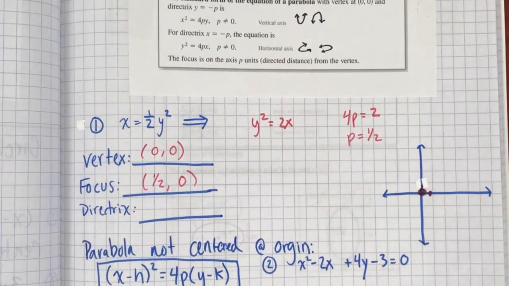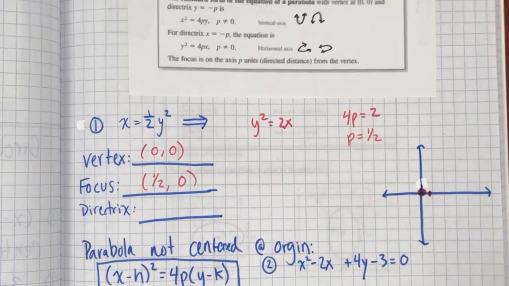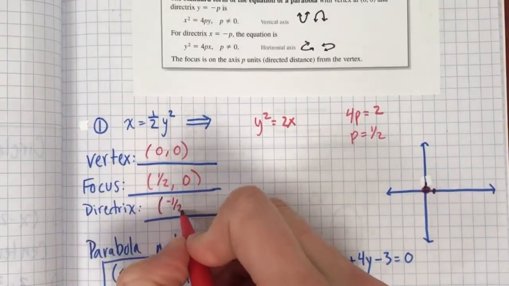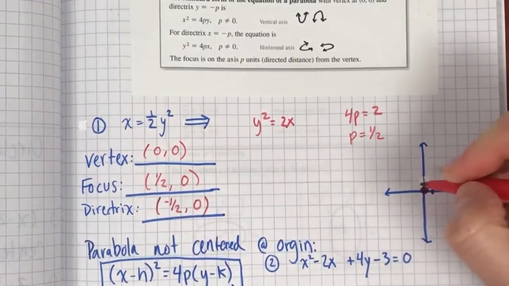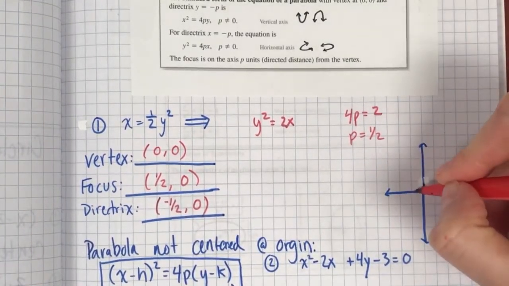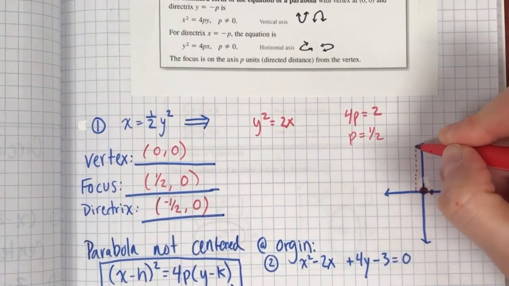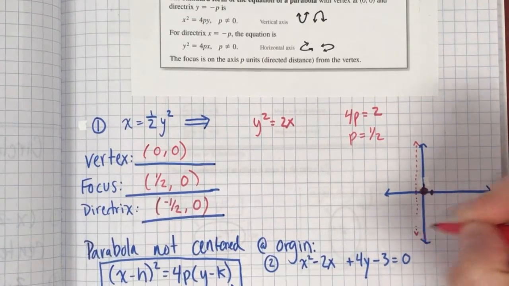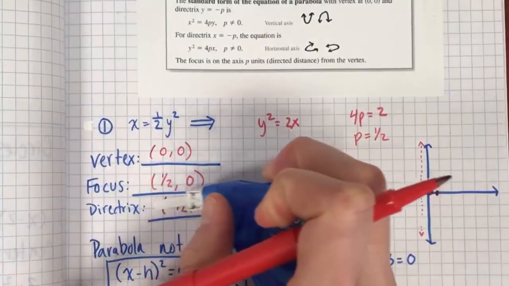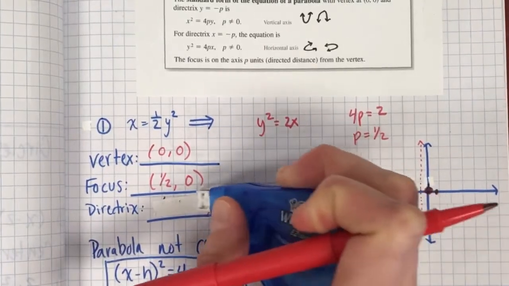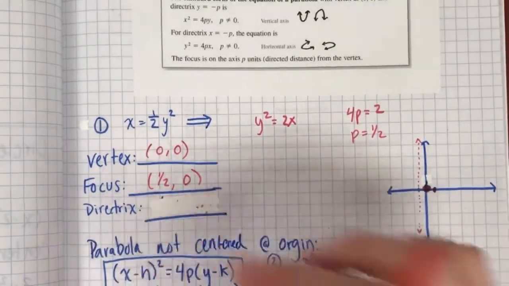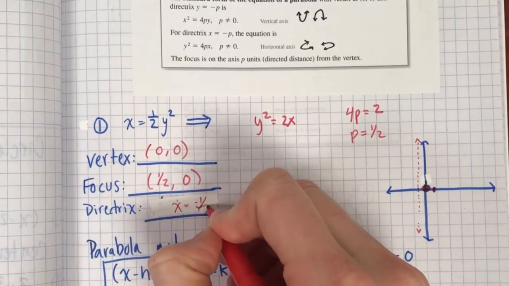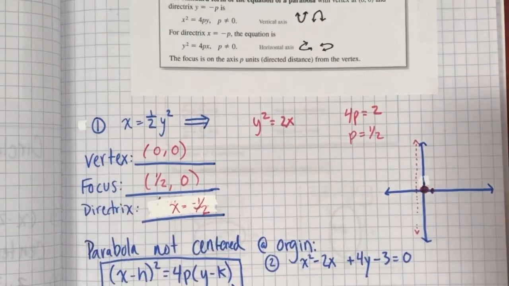That being said, our directrix is 1/2 a unit the opposite direction. So this would be -1/2, 0. And our directrix is a line. So go ahead and make that a dotted line. And again, there's a mistake. It's been a while. Directrix are a line, so we need to write that as an equation. X equals -1/2. There we go.